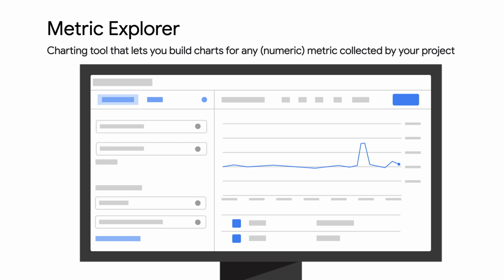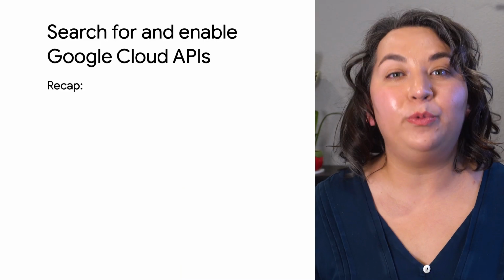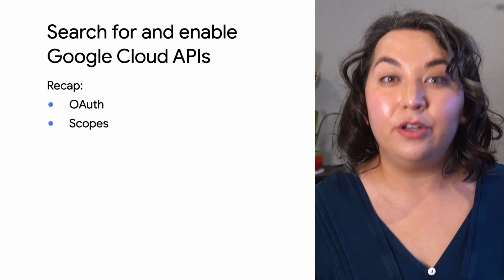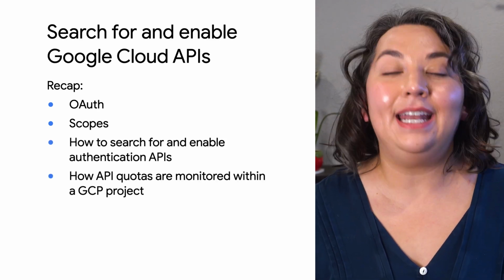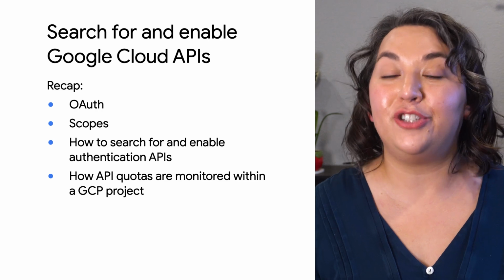In this video, we've talked about OAuth 2.0, scopes, how to search for and enable Google Cloud APIs, and how API quotas are monitored within a GCP project.